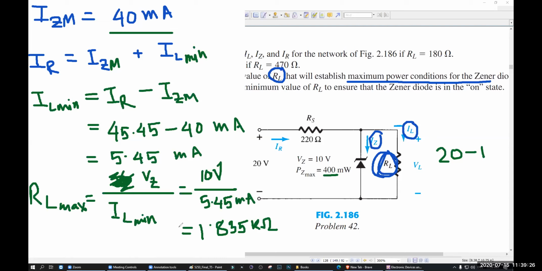That is the maximum value of resistance that will establish the maximum power condition. You cannot go beyond this resistance. Remember this.